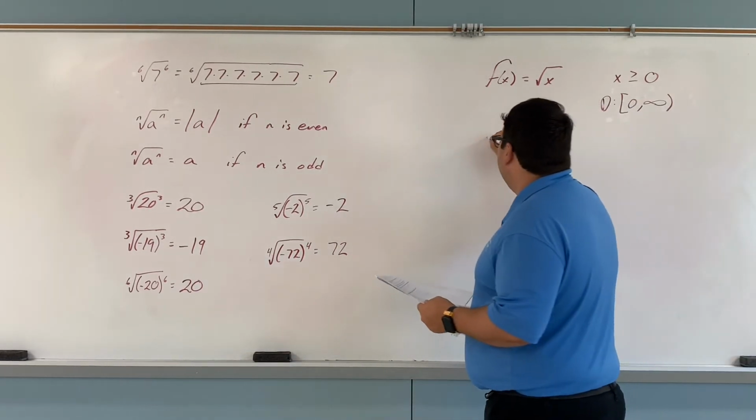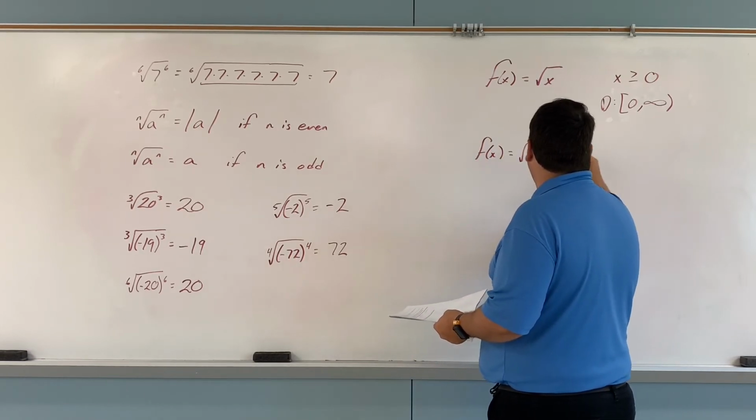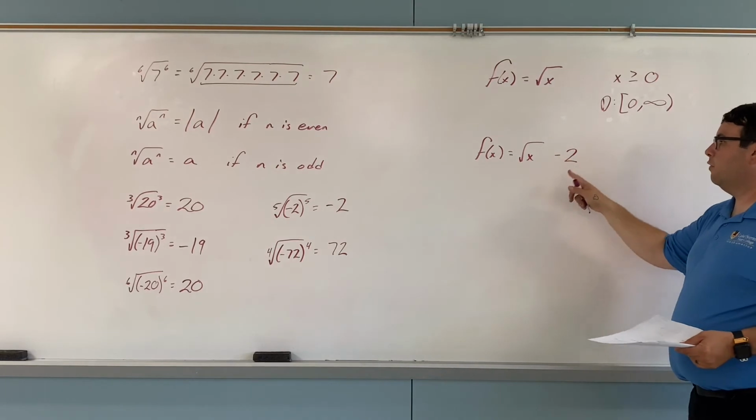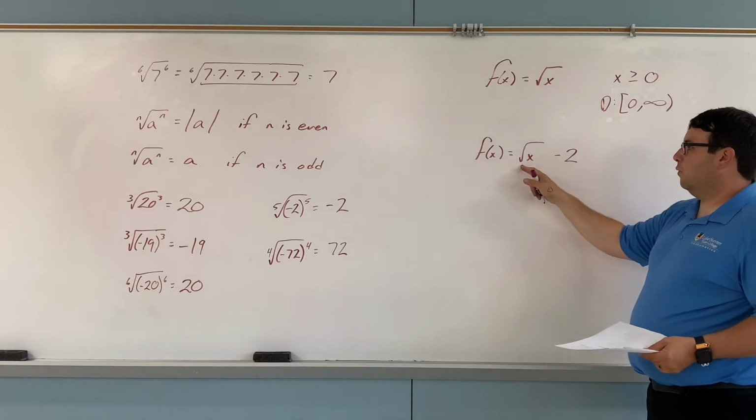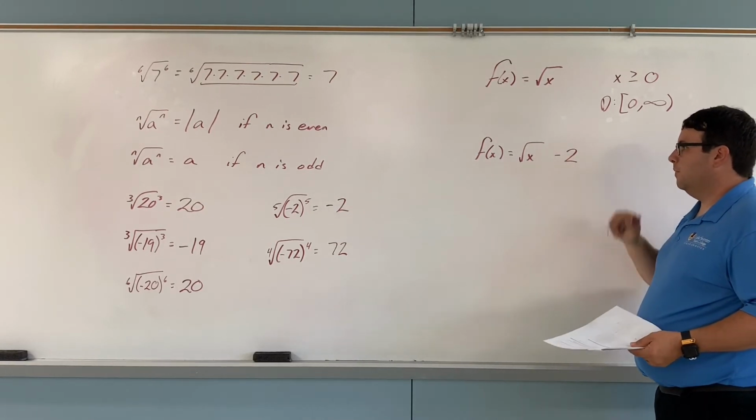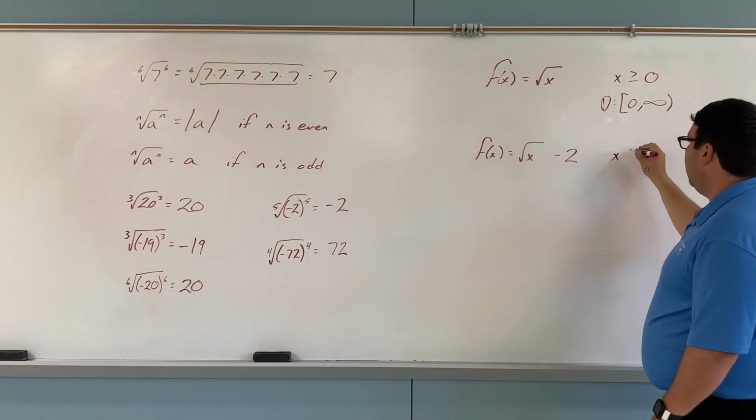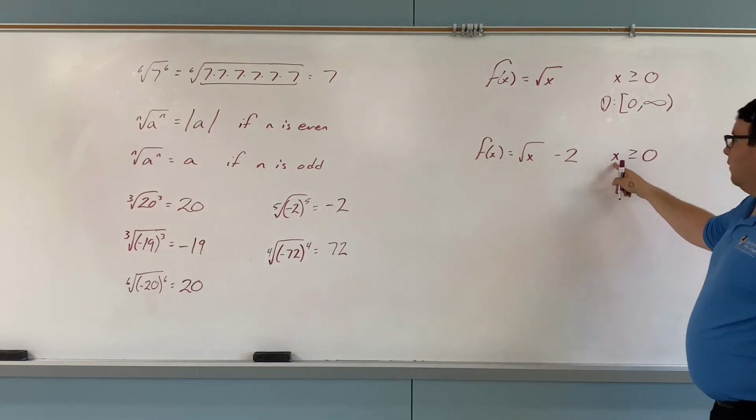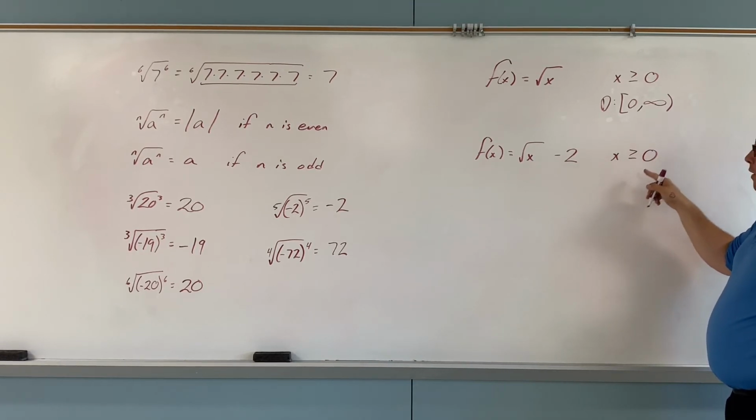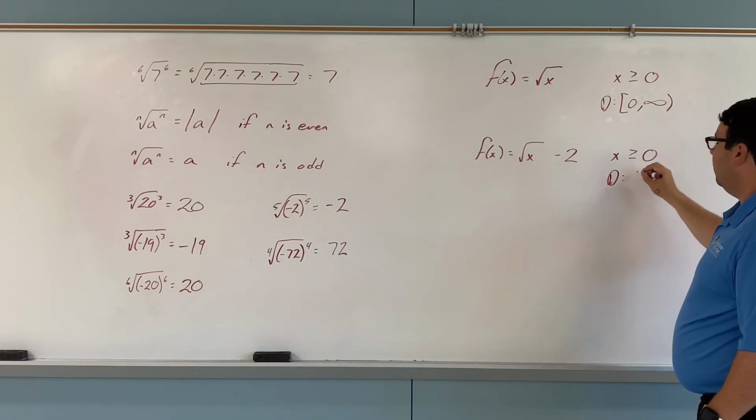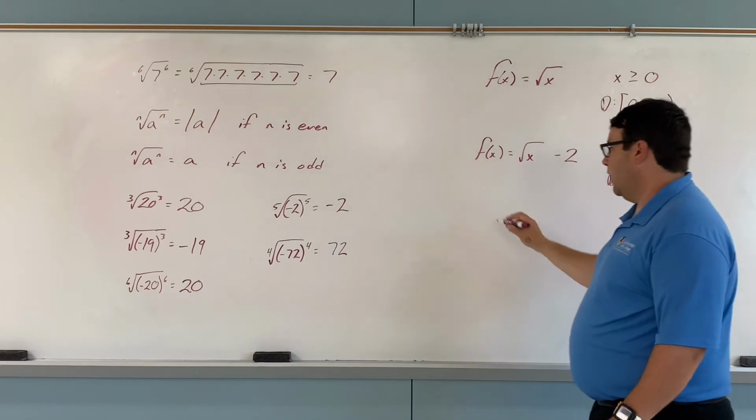Let's take a look at another example. Let's say our function is the square root of x minus 2. This minus 2 is outside of that square root. So be very, very careful as you read this. This is the square root of x minus 2. If I were to ask you what is the domain, you would say x should be set so that the radicand value is x greater than or equal to 0. There's nothing else to work with here, so that is my domain. It is from 0 to infinity. Pretty easy, right?